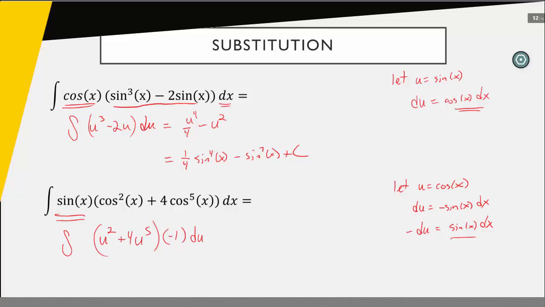But once again, the big restriction was that I had to have this cosine of x to the first power, or the sine of x to the first power. So what do I do if I don't have one of those pieces? Let's look at the next technique.